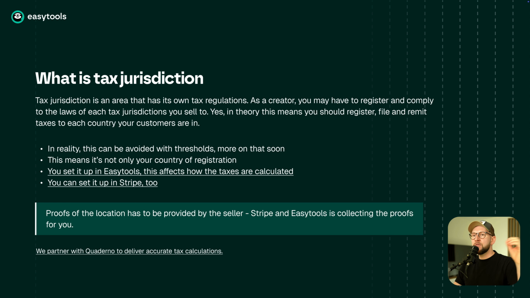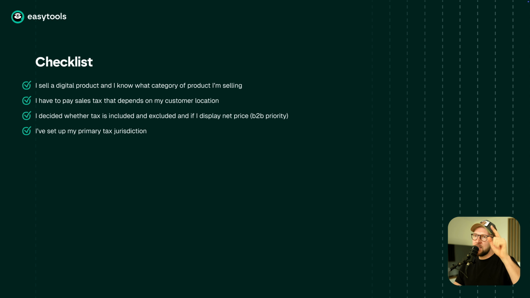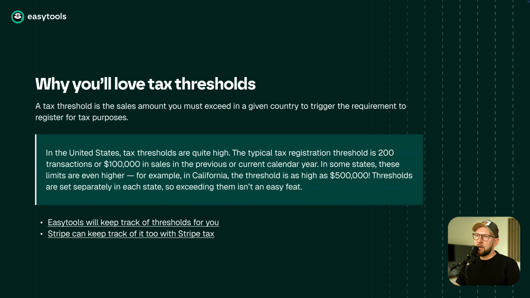Okay, so let's proceed from jurisdictions to the checklist, and then the thing that interests us the most. The next point on our checklist is that you've set up your primary tax jurisdiction, which is basically the country of your origin where your company is registered, but also in the future you will be setting up those different jurisdictions. For now, you don't really have to. Now, the best part, okay? So why you will love tax thresholds. Finally, a tax threshold is the sales amount, so the whole revenue, that you must exceed in a given country to trigger the requirement to register for tax purposes.